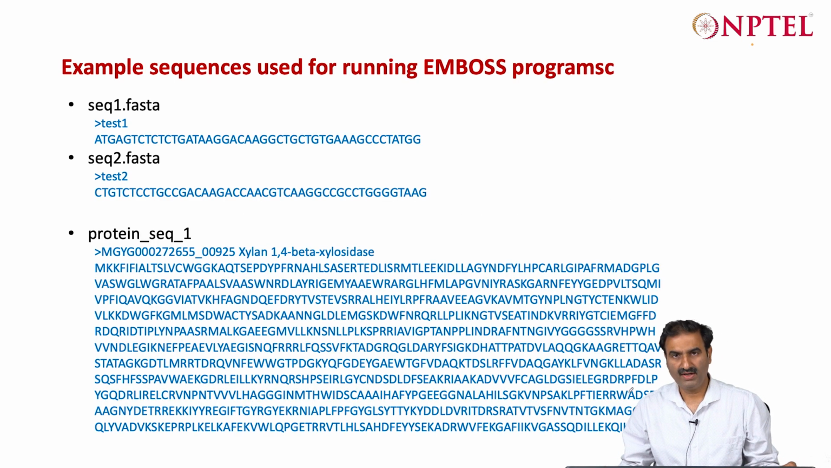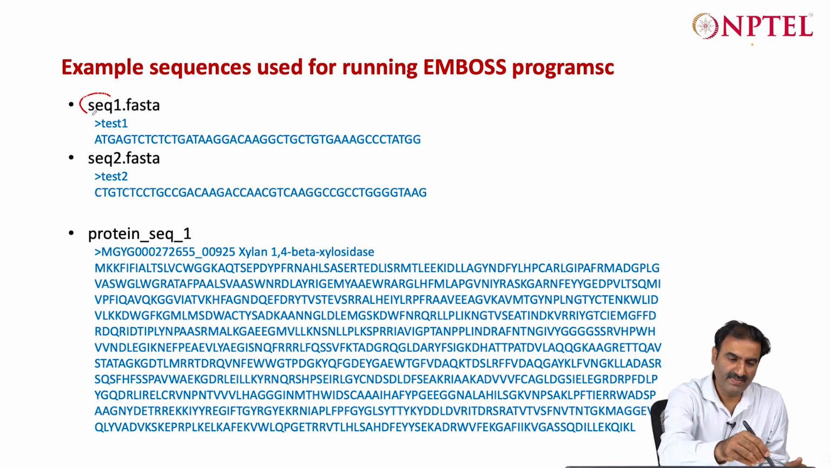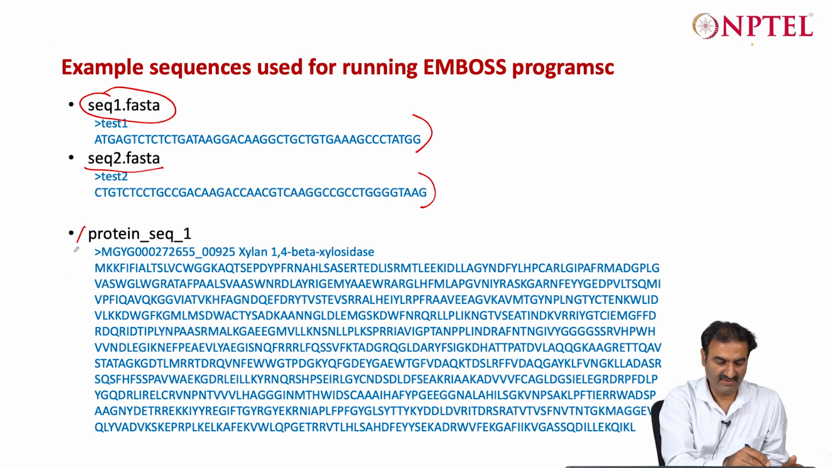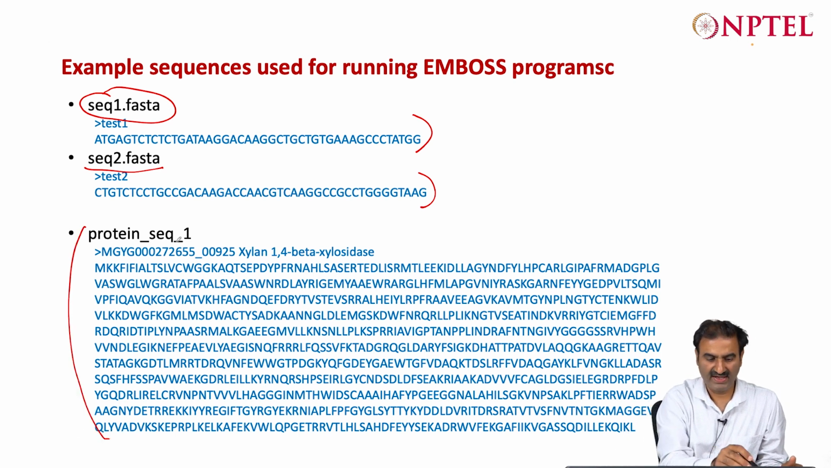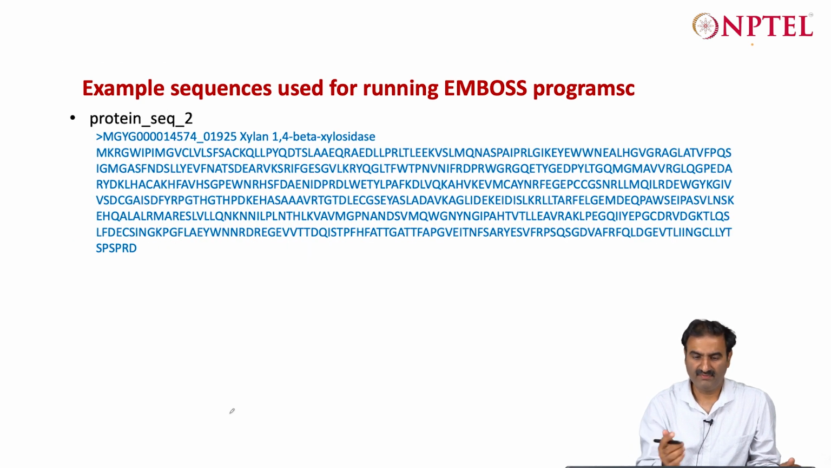Okay, so now we will do some demonstration of the command line, how to use it the command line way. These are two sequences, sequence1.fasta, this is the file name, and this is the content of that. Similarly, this is the file name and this is the content. This is another sequence, the file name protein sequence 1 and this is the content, because the file name may be different than the actual header or annotation of that sequence. And one more sequence, protein sequence 2. We will be using these in the further analysis.